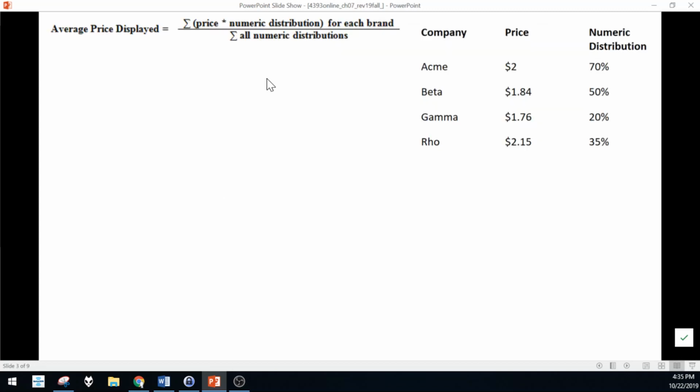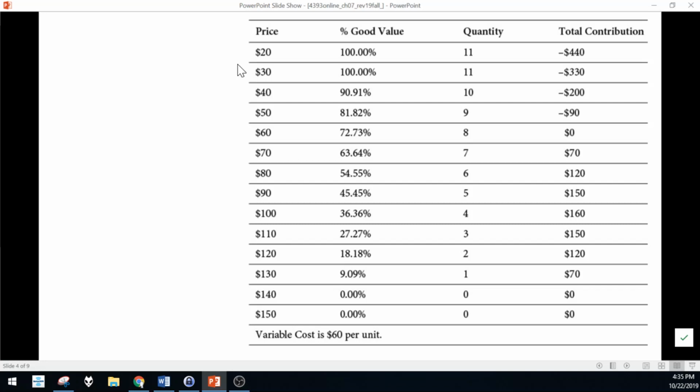So in this particular example, at $20, 100% of the marketplace says it's good value. At $30, 100% of the marketplace says that's a good value. At $40, some drop off. Now you're at 91%. At $50, another drops off. You're now at 82%. At $60, another one drops off. Now you're down to 73%, and so on and so on.